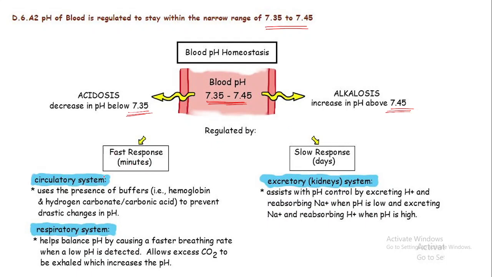Now, how is it regulated? Fast response, in minutes. How does the circulatory system regulate it? The circulatory system uses the presence of buffers. In case there is a reduction in the pH, there are buffers, for example hemoglobin and hydrogen carbonate or carbonic acid, to prevent a drastic change in the pH. The respiratory system helps balance pH by causing a faster breathing rate when a low pH is detected.